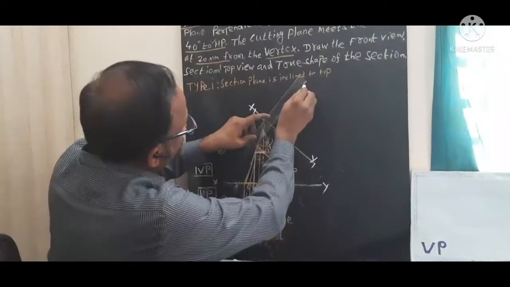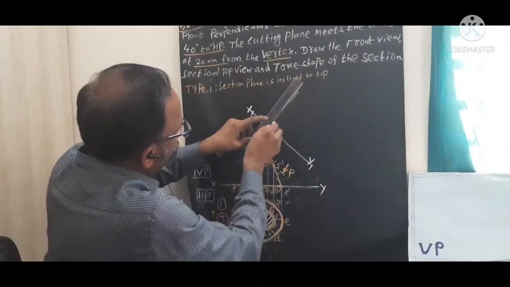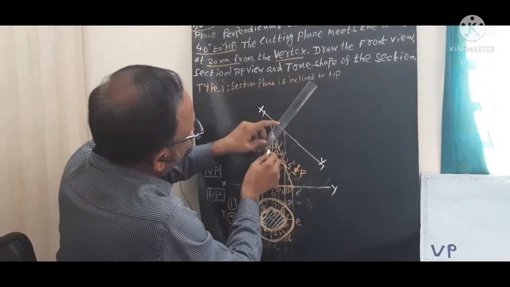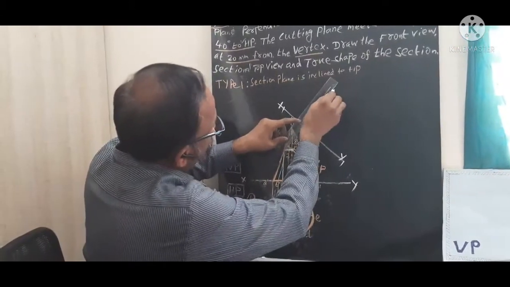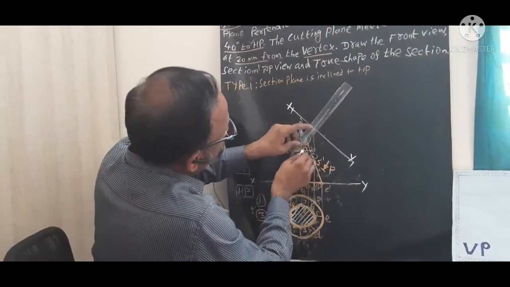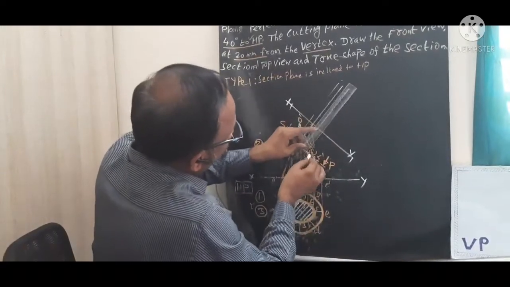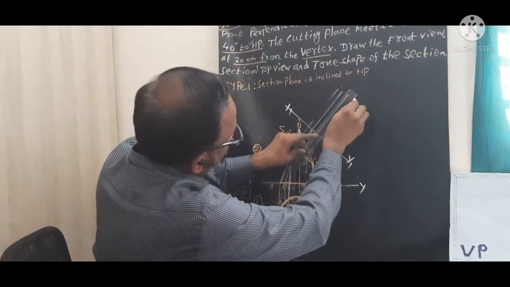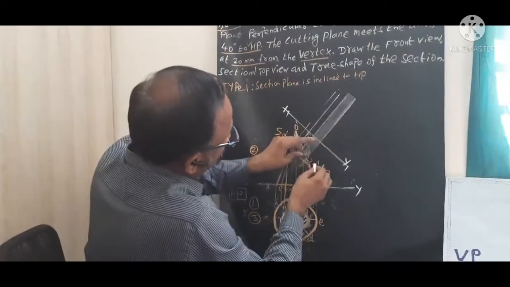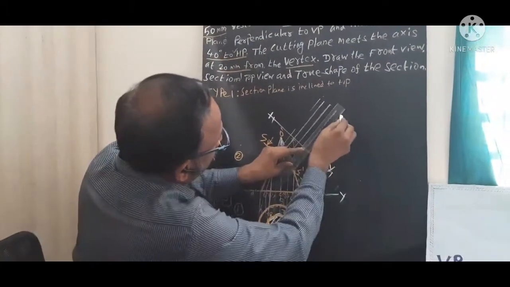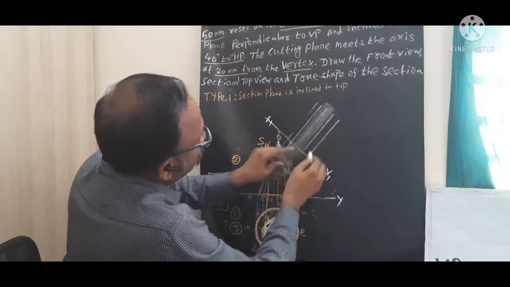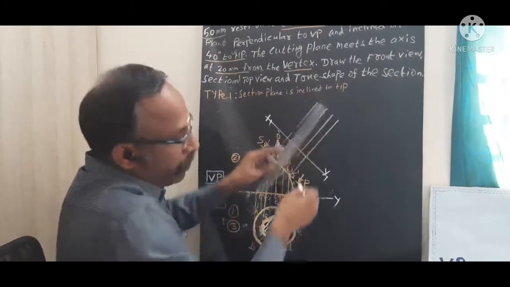From 1 dash I need to draw one perpendicular line, right? Then from 2 dash and 8 dash I need to draw another perpendicular line. From 3 dash and 7 dash we need to draw another perpendicular line. Then 4 dash and 6 dash we need to draw another perpendicular line. Finally from 5 dash we need to draw another perpendicular line. So we need to draw all the perpendicular lines.